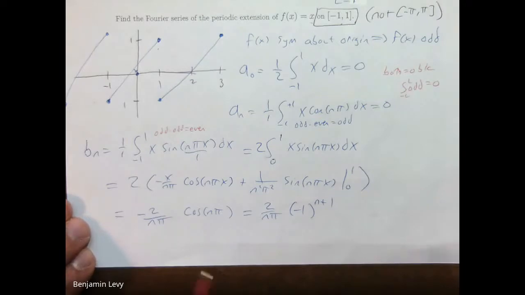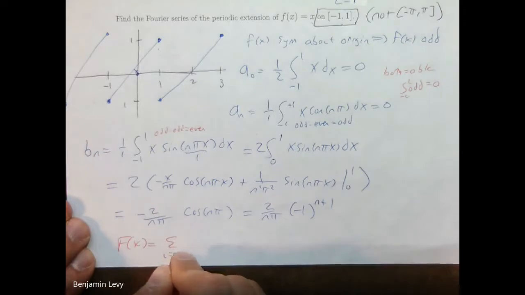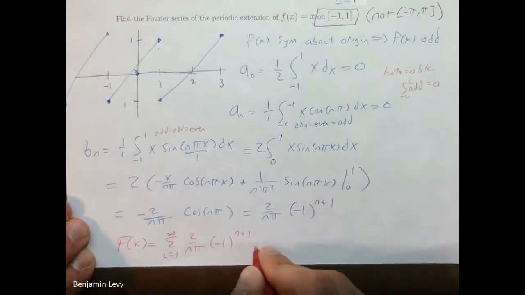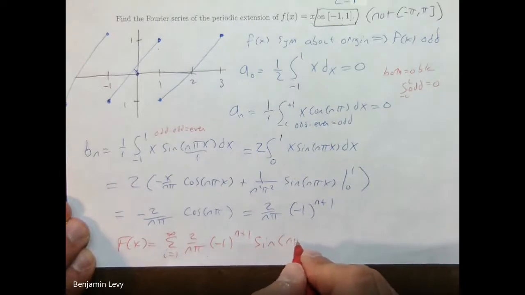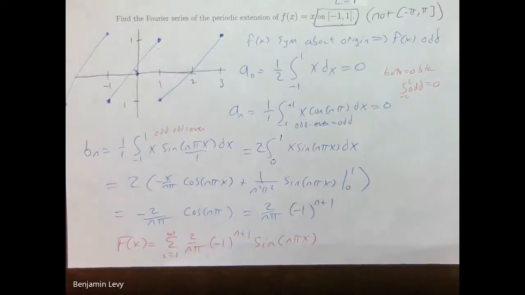And so our final answer, our final Fourier approximation, is the infinite series of 2 over n pi times minus 1 to the n plus 1. That's the Bn coefficient we just found, times sine n pi x. And that would provide a very nice approximation of that function.